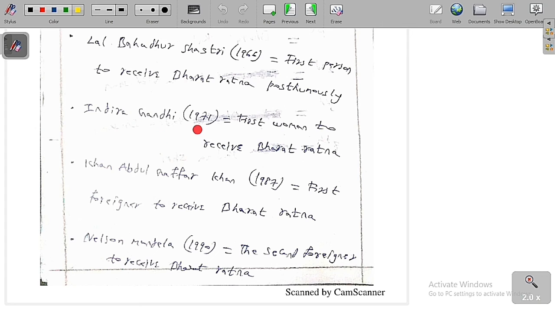And Indira Gandhi, in the year 1971, was the first woman to receive the Bharat Ratna.